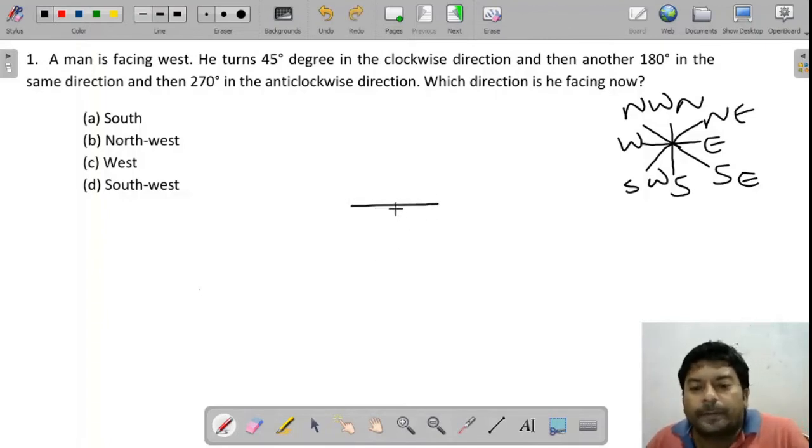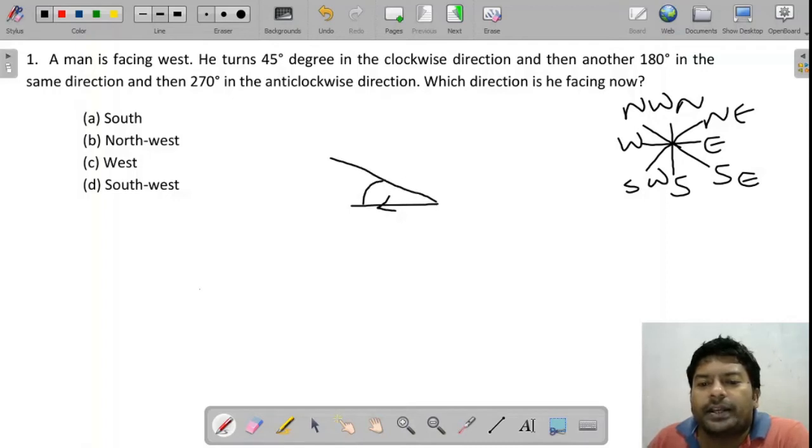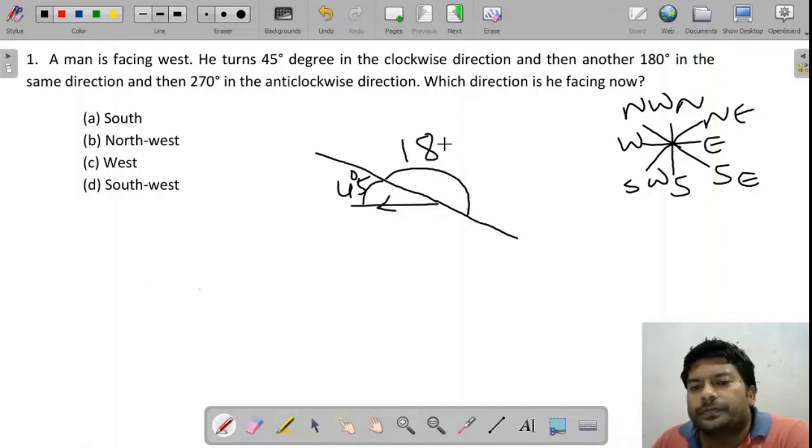He is facing here. Then he turns 45 degree in the clockwise direction. So clockwise direction, he is turning this side 45 degree. So he has turned 45. Then another 180 degree in the same direction. Same direction in the sense he turns again in clockwise direction 180 degree. From here to here will be 180 degree. Now he is facing this side.